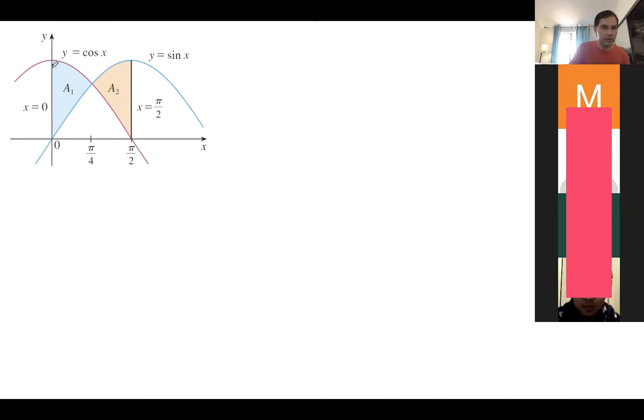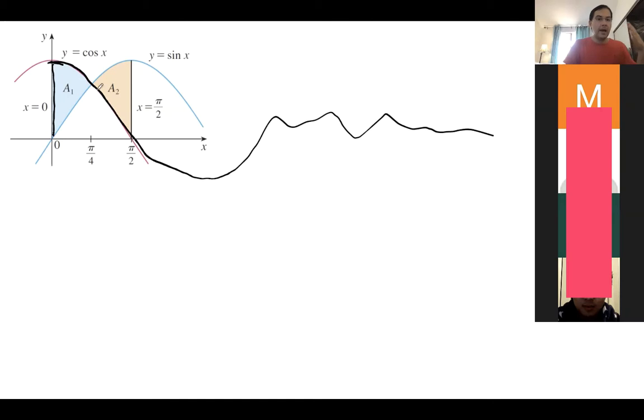You want to compute this area, A1. This area is enclosed by two functions, one of which is the function cosine. Here's not the whole function, but a portion of it. The function actually looks like this, and so on and so forth. And the other function is the function sine. Here's a portion of sine, and I want to compute this area A1.